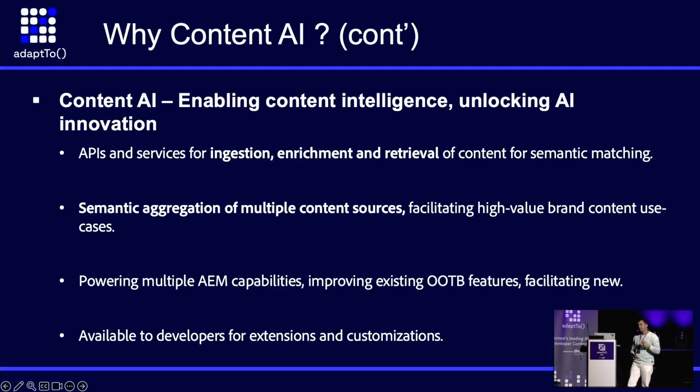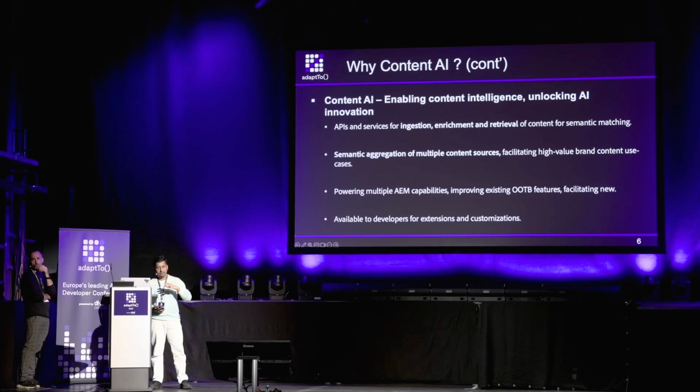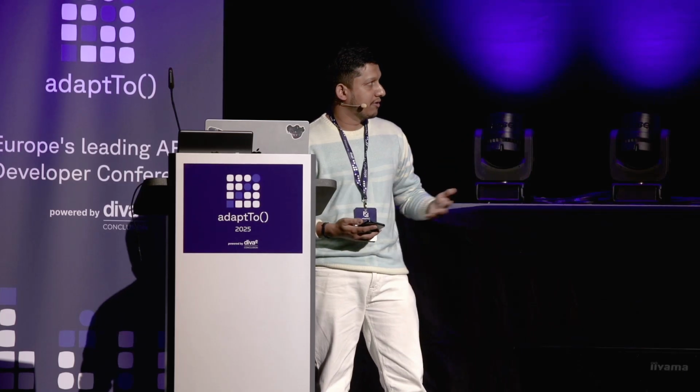But we didn't stop there. We added a lot of services which ensure that content from even other sources, external sources, could also be ingested into this same layer. And then on this aggregated pool of content, we do various transformations and enrichment. And the result of this is a semantically intelligent and unified content layer. This, with a scalable retrieval engine, leads to powering multiple AEM capabilities, improving the out-of-the-box features and facilitating new ones. And staying true to AEM, this would be available to developers for various extensions and customizations.